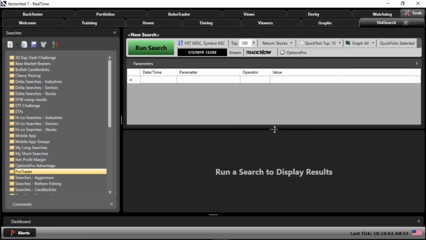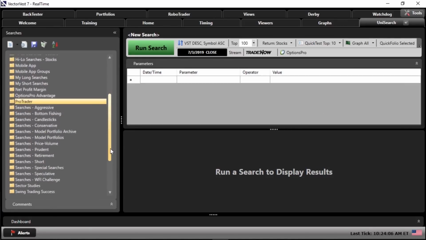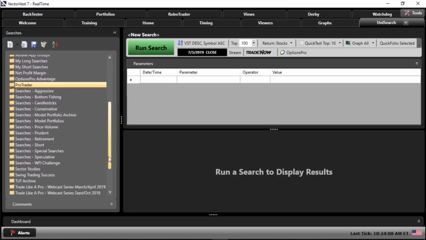I'm going to enter us into the Unisearch tool. And within the real-time program and an add-on module to either VectorVest End of Day or VectorVest Intraday, we have a tool called ProTrader. This is a technical analysis scanning tool. If you don't have ProTrader, we've included a link in the views tonight so that you could take out a 30-day free trial. If you already have real-time, you know that ProTrader comes included.